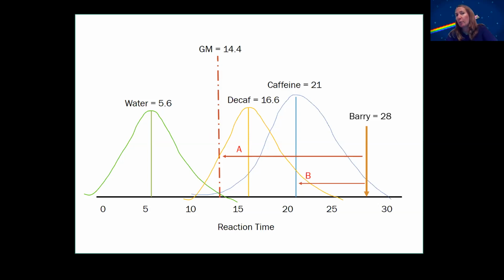Barry was in the caffeine group, so he was given caffeine. As you can see, Barry's score of 28 also varies from the mean of his group, which is 21. And the mean of his group, 21, varies from the grand mean of 14.4. You guys see all those places where Barry varies, right?